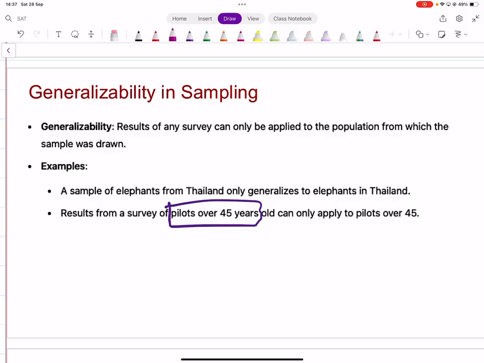Is that okay? So results of any population, any survey can be applied only to the population from which the sample was drawn. Okay? You can't generalize that to the whole world. That's not allowed. That's not valid. Okay?